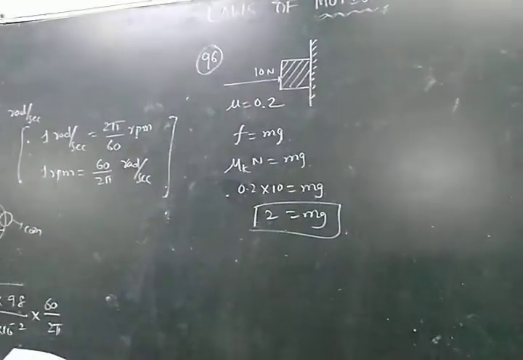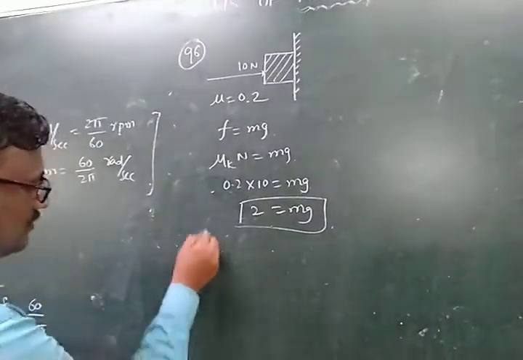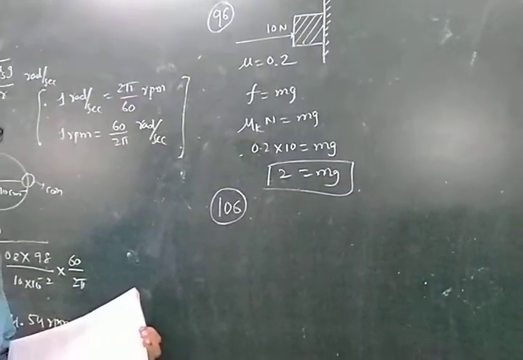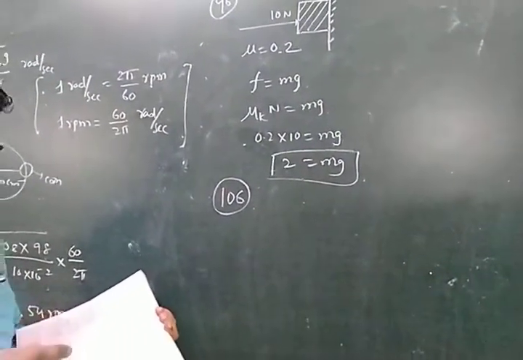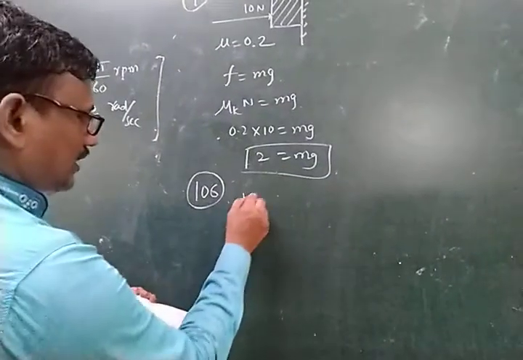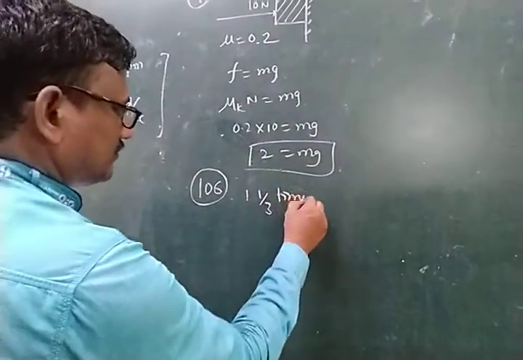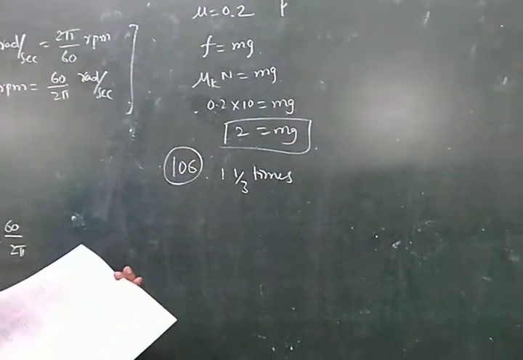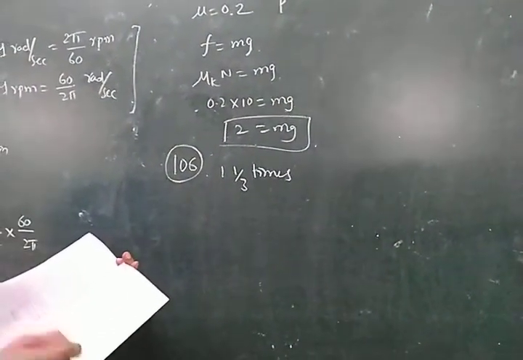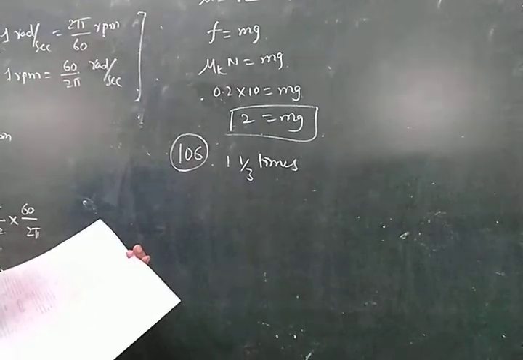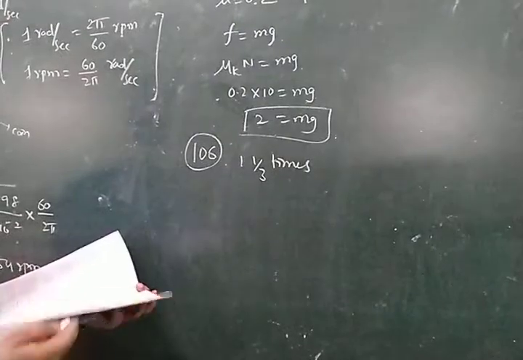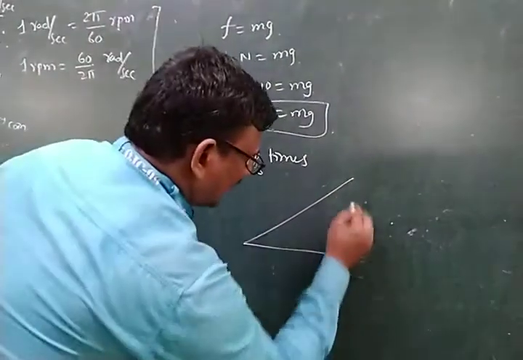Next, question number 106. A body takes 1 by third of times as much time to slide down a rough inclined plane as it takes to slide down an identical smooth inclined plane at an angle of 45 degrees. Find the coefficient of friction. This is the inclined plane.